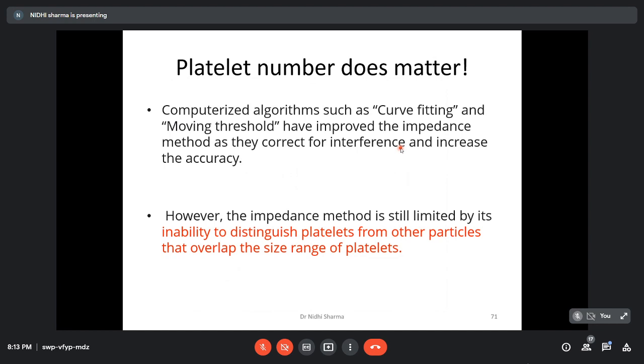And therefore, the impedance method that we have discussed before, that the analyzer uses for counting your RBCs and platelets, might not be such a good thing in conditions where we have interference with platelets, because impedance means any particle which is coming through, the analyzer produces a pulse. Therefore, just by counting by the impedance method, the platelet count would have inability in distinguishing platelets from other particles that overlap in the size range of platelets.